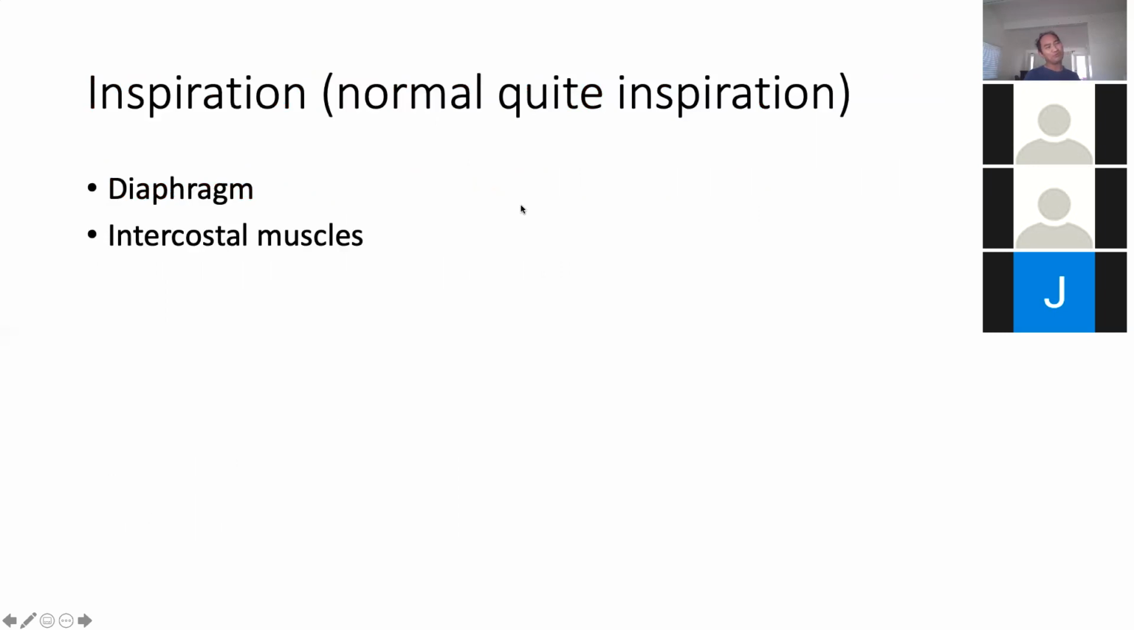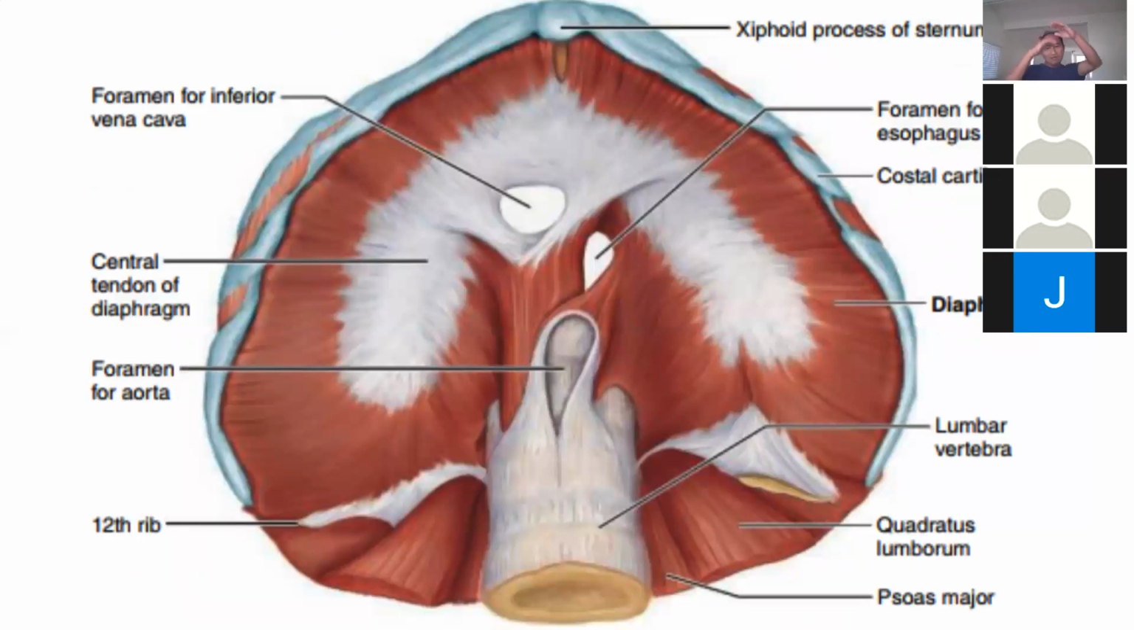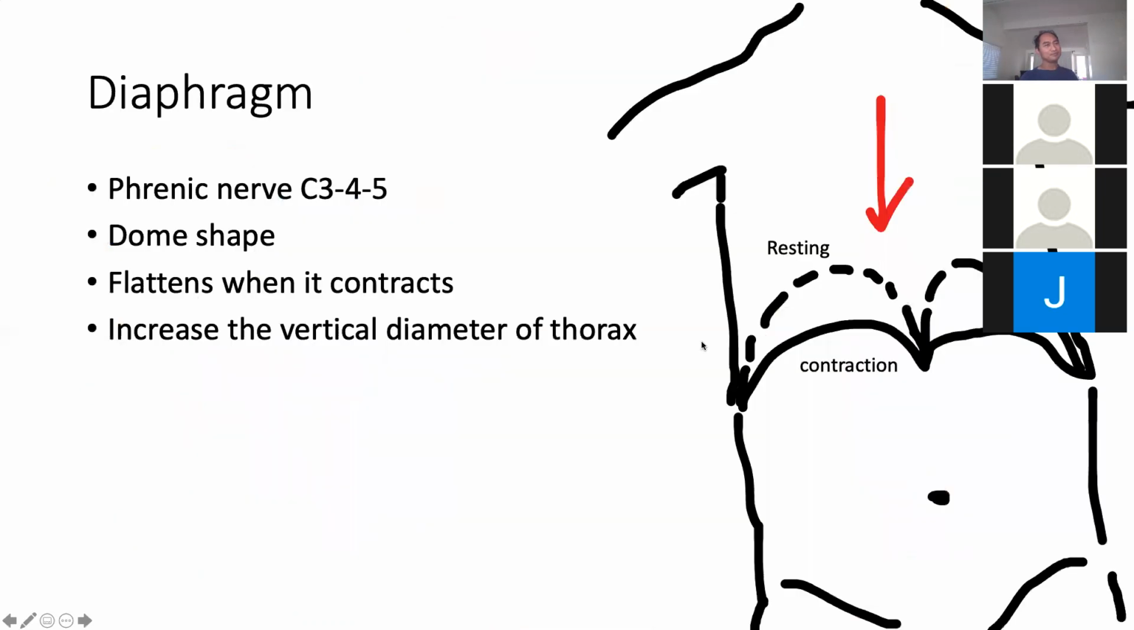Inspiration, normal quiet inspiration, our diaphragm and intercostal, only these muscles work. We don't need pectoralis minor. We don't need sternocleidomastoid. The way we breathe in, pump handle, bucket handle movement is created by the external and internal intercostal muscles. And the vertical diameter of the thoracic wall will be increased with the dome-shaped diaphragms on the right and on the left.